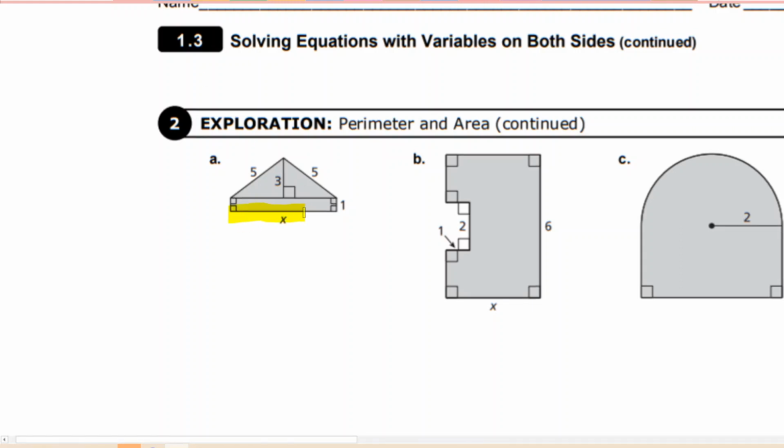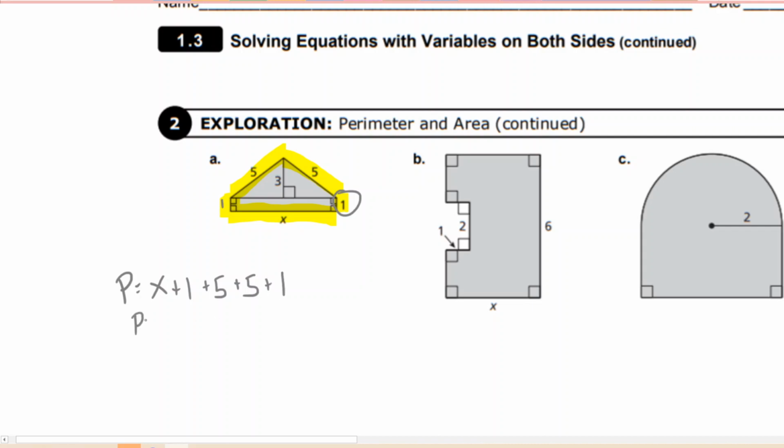Okay, this side right here, that's x. So we'll say the perimeter equals x plus, okay, the next side over here is 1. So we'll put a 1, x plus 1 plus, the next side here is 5. So plus a 5 plus, the next side over here is also 5. So plus another 5. And then the last side over here doesn't actually have a number attached to it, but it should be the same as whatever's across from it. That should be equal to 1.